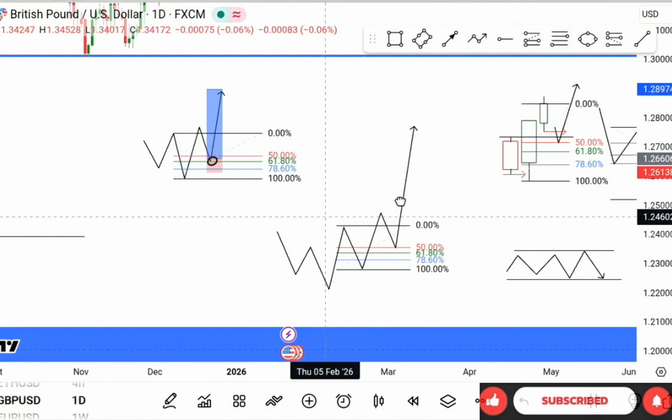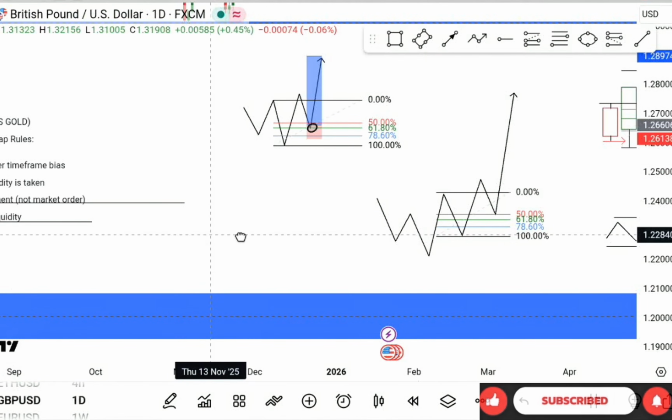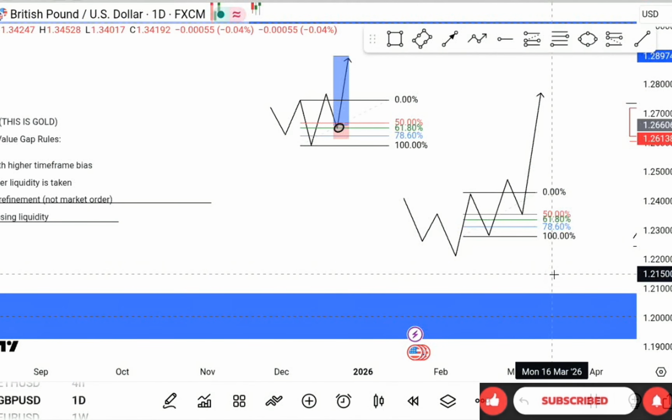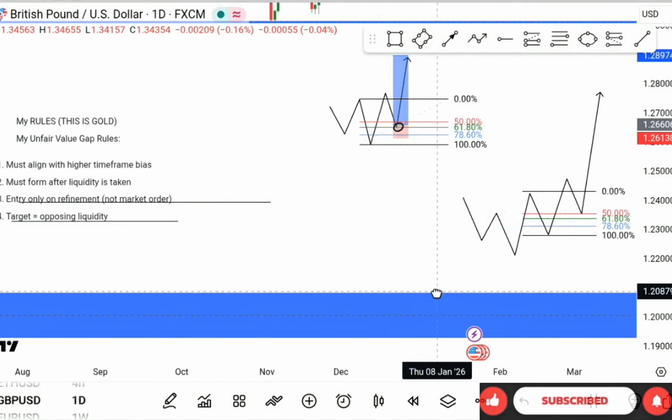So I guess you've understood what I said about this Fibonacci and this fair value candle. This is my own methodology. It's going to help you 95% of the time.